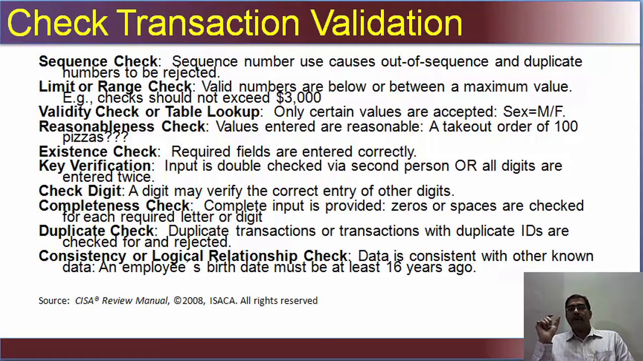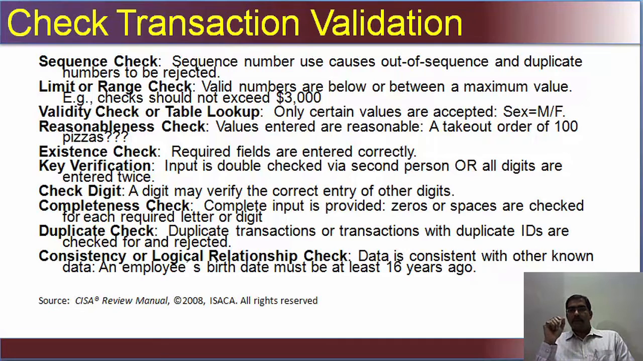Then you check for limit or range check. So if you have specified that one particular field will take only a range between $1 and $3,000, whether the checks exceed $3,000 or are below 1, that has to be checked. Validity check or table lookup: only certain values can be accepted. For example, the gender, which is male or female, should not accept numeric values.